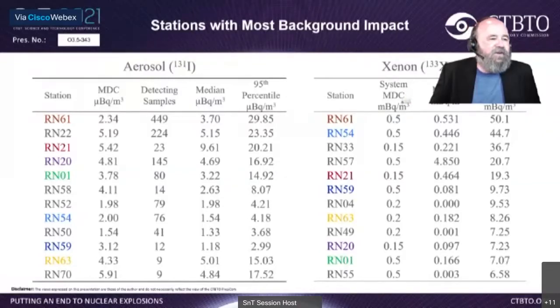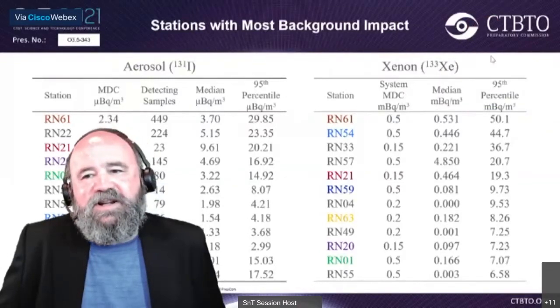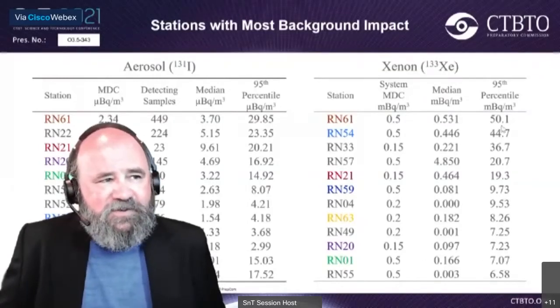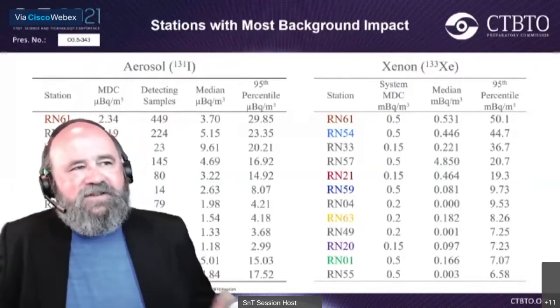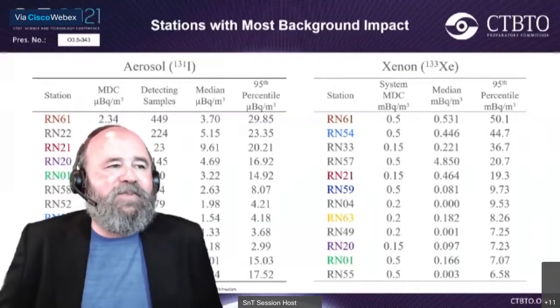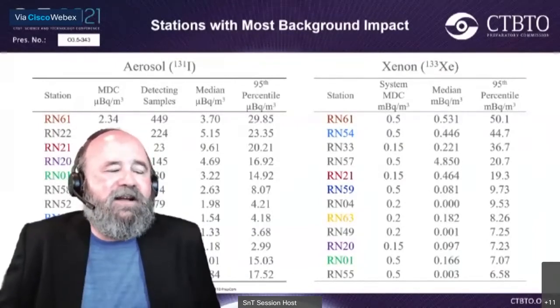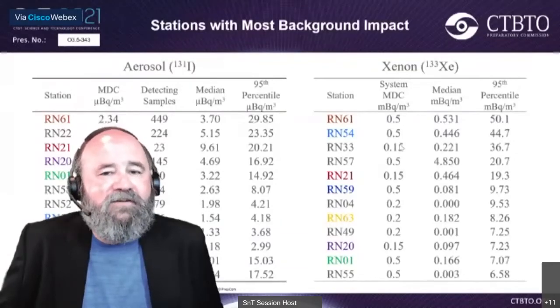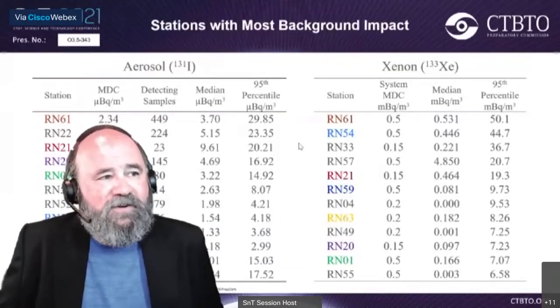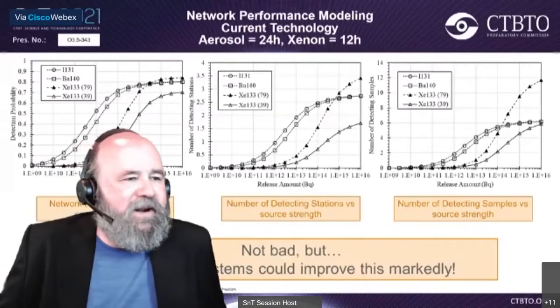But if we go to the Xenon systems and look at the top 12 stations there, they get 10 times worse to 100 times worse in MDC due to background. So that's another way of gauging the impact. The aerosol iodine-131 background is not that great, but the Xenon background is pretty profound. So let me get out of the way again.